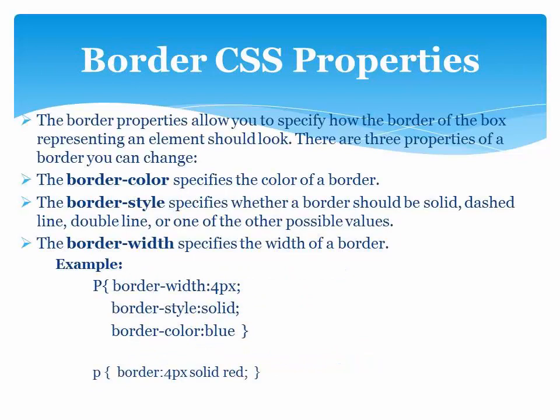Then border. Just like applying a border for a text box or any particular table, in the same way the border property will be used. The border property allows you to specify how the border of the box representing an element should look. There are three main properties which decide the border. Number one is border color, which color you want to specify for the border, then style, and border width. This is one small example.